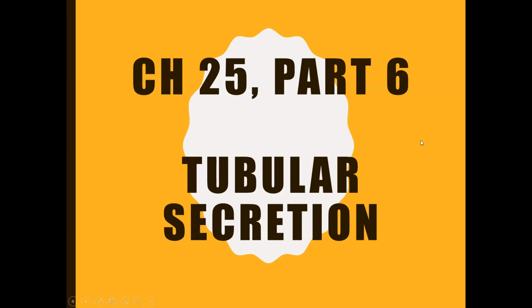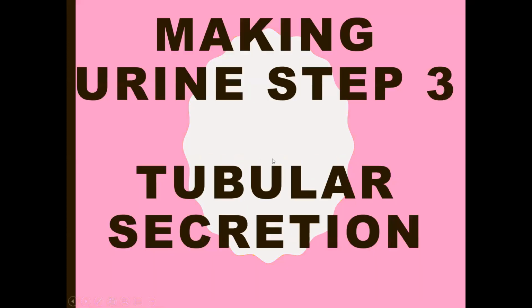Welcome to chapter 25, part 6. This is tubular secretion. This is what happens to the tube fluid as we add substances to the pre-urine or tube fluid that were not previously filtered. This is probably the very shortest lecture we'll have in this chapter.